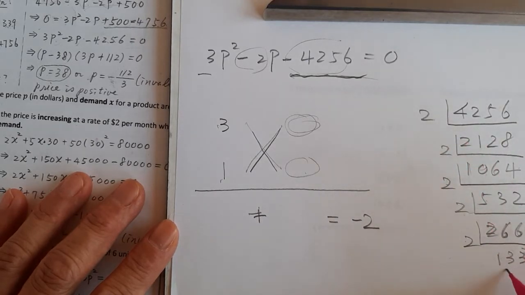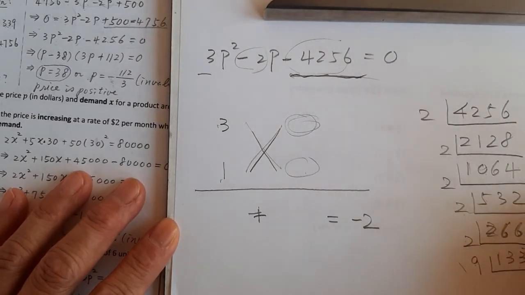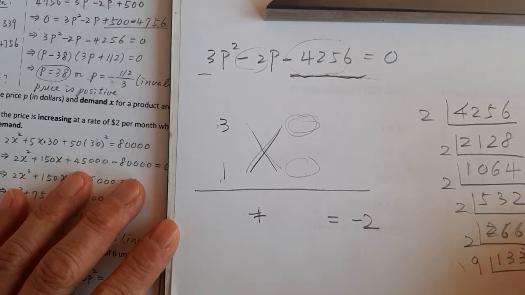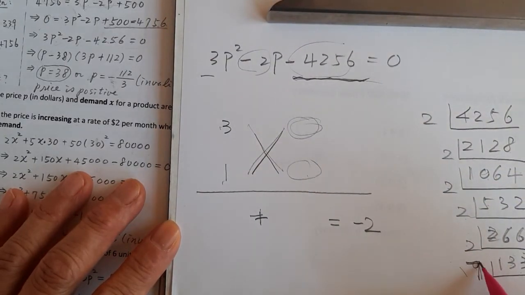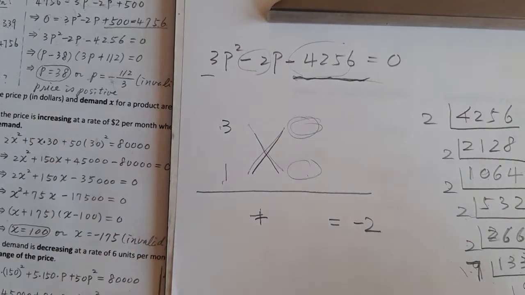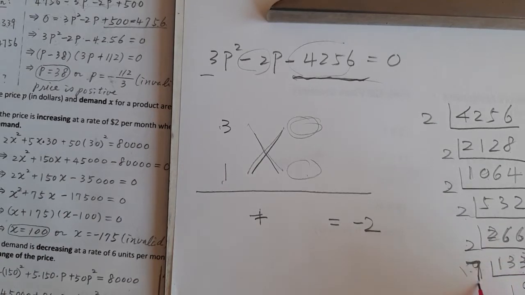Then 133. So I got it. 133 divided by 19. It's 133, so you can divide it by 7, get 19. You can try dividing by 1, 2, 3 until 7. Divided by 7, get 19.